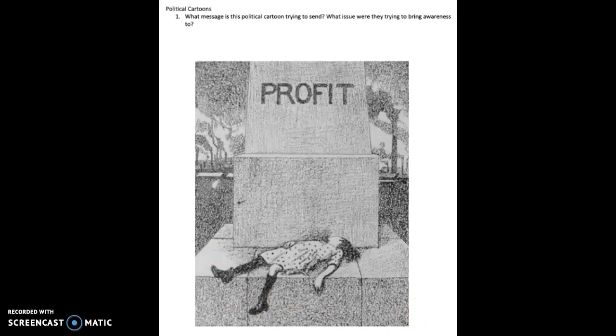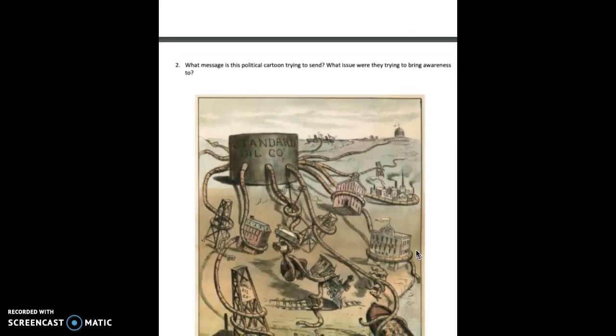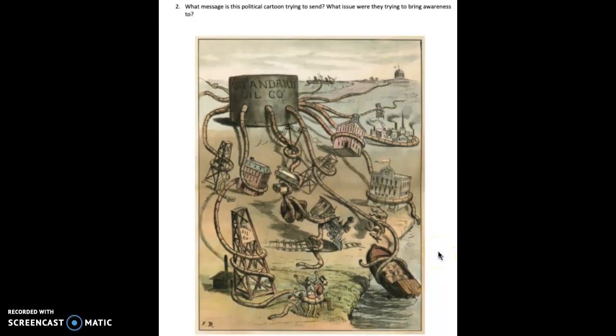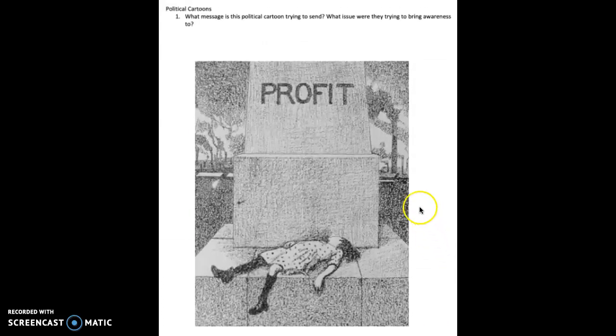And just so you guys are really clear, this is a little girl who is laying on a tombstone of profit, and in the background you can see lots of factories with smokestacks in them. Then the second political cartoon looks like this. So you're going to think about what's the issue they're trying to bring attention to and what do they want people to think about or to do. So you're going to answer just these two political cartoons, and then you're going to move on to your review guide, which looks like this.